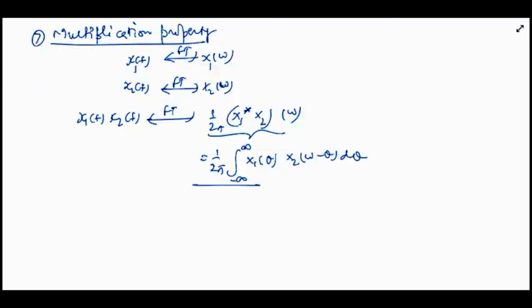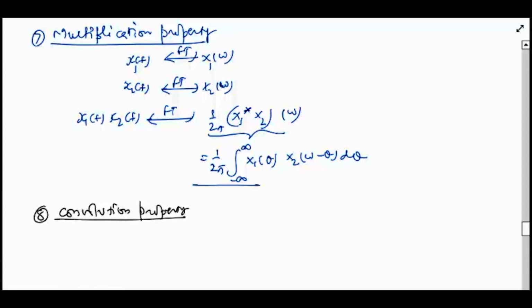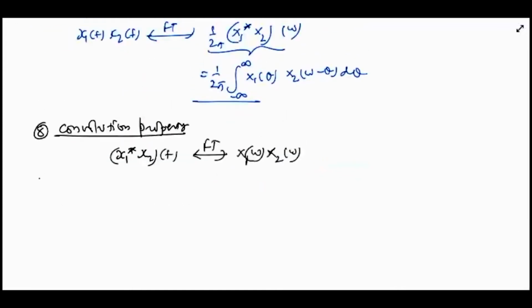The dual of this result is what is called the convolution property, a very important property. We will see many uses of this. So, the convolution property says that if x1(t) has Fourier transform X1(omega) and x2(t) has Fourier transform X2(omega), then the convolution of x1 and x2, that is x1 star x2(t), will have Fourier transform that is simply the product of X1(omega) and X2(omega). Let's see an example illustrating this property.